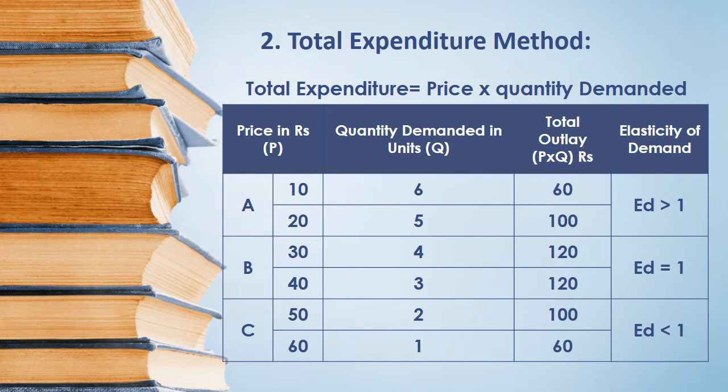So this is called elasticity of demand is less than 1, that is relatively inelastic demand. So in short, in case of total expenditure method, your elasticity of demand totally depends on your expenditure. If your total expenditure increases, then elasticity of demand is greater than 1, that is it is relatively elastic. If your total expenditure remains constant, then it is unitary elastic. And if your total expenditure decreases, then it is relatively inelastic, that is your elasticity of demand is less than 1.